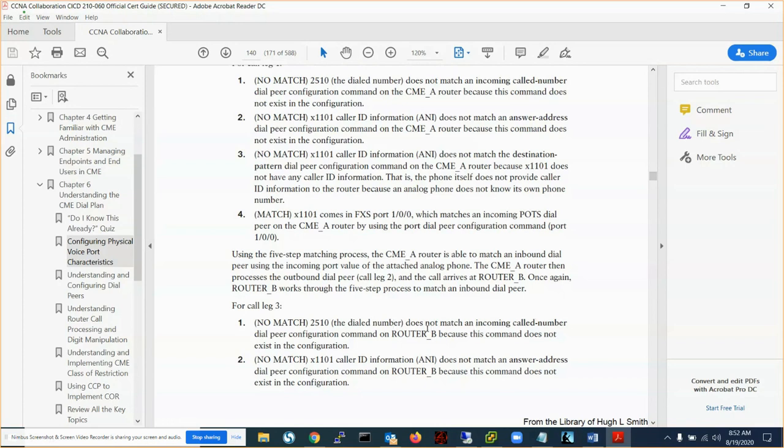When the call comes in, the dialed number does not match an incoming dial peer. So again, router B doesn't have an incoming dial peer that matches the 2510. Two, no match, the 1101 caller ID does not match the answer address because that command is not on the router. So the first two, the command does not exist on the router, right?